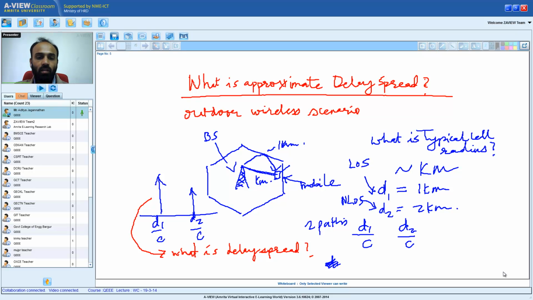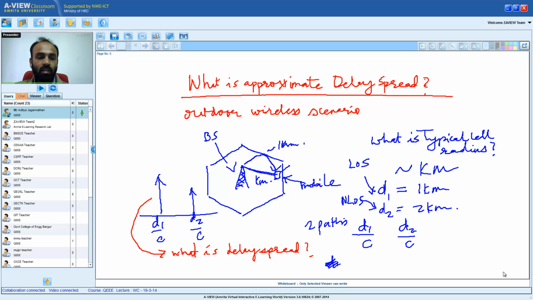Therefore, can someone tell me in this scenario what is the delay spread where I have two components, one of d1 and the other of d2, and what is c? Although I have not explicitly defined it, this is a fairly standard quantity. What is c?